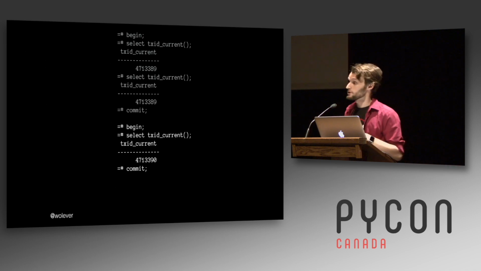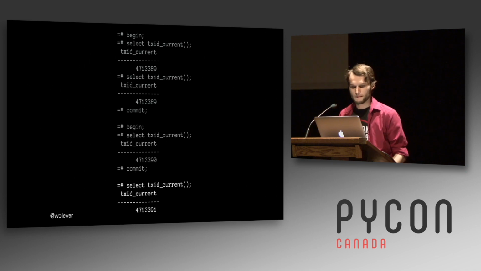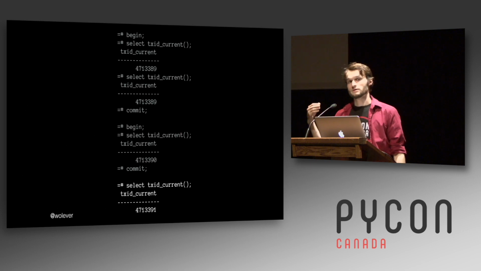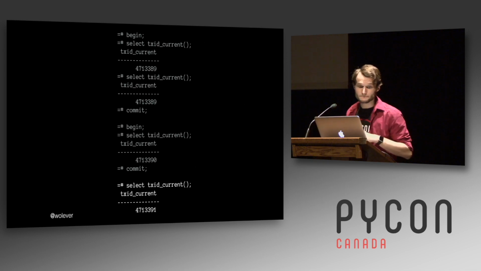But if we start a new transaction and ask for the ID again, we're going to get a new number. In this case, the next number. And just for completeness, even if you're not explicitly inside a transaction, each statement is executed in a transaction, so you will get a unique transaction ID.